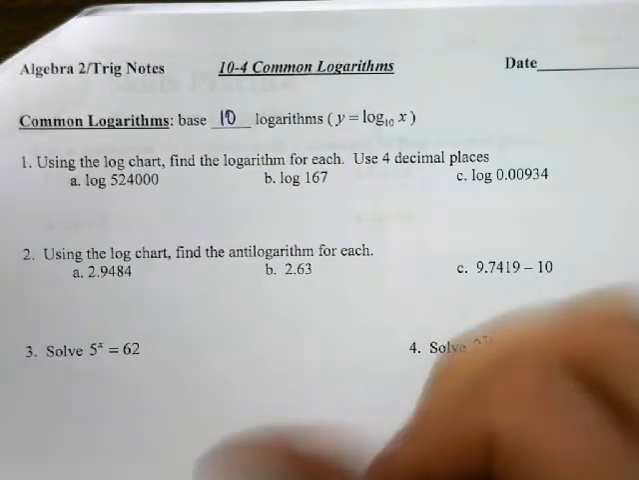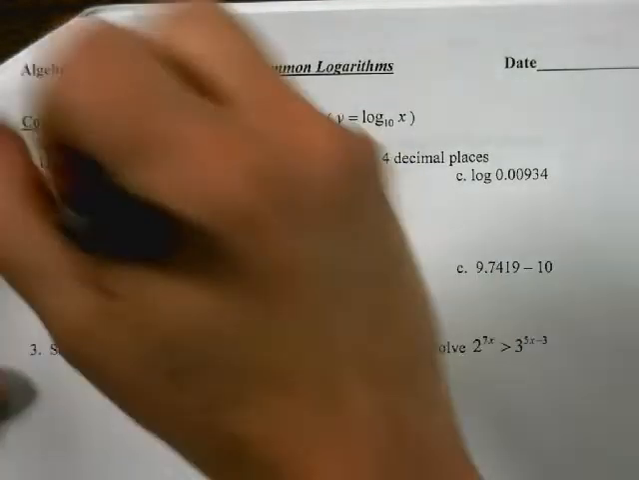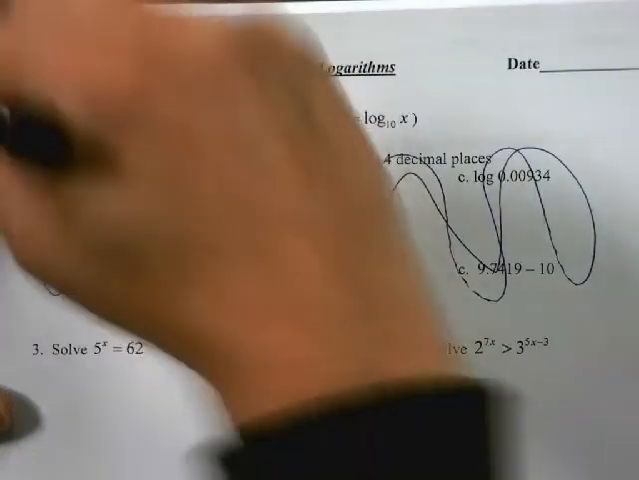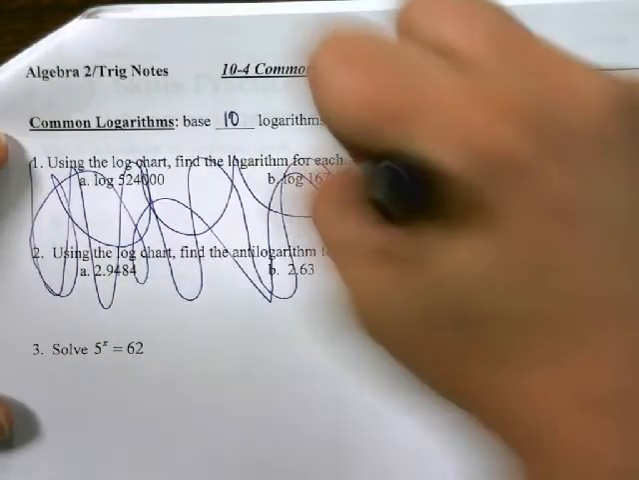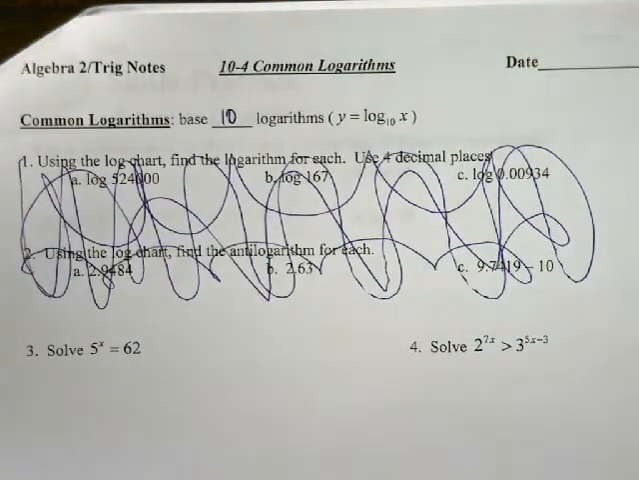Now, good news for you. I'm not going to give you a log chart. This is just a whole bunch of jazz that we used to do. So we're not doing 1 and 2, and I'm not going to give you a log chart. Let's make your life easier right now, right? And mine. That felt good, right? Scribble through some of that.